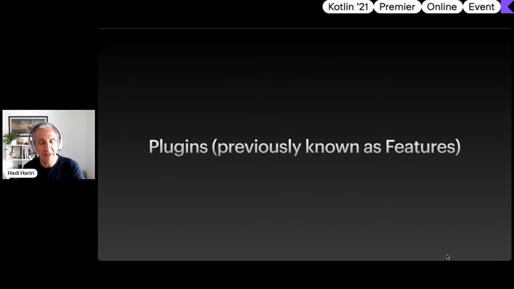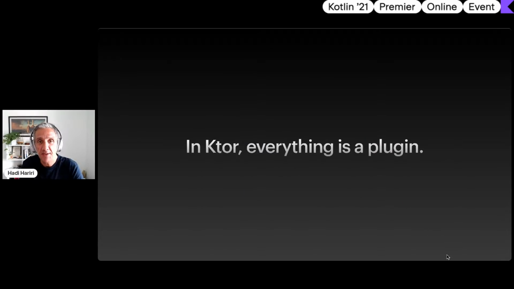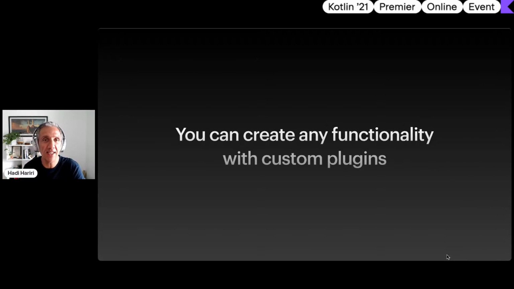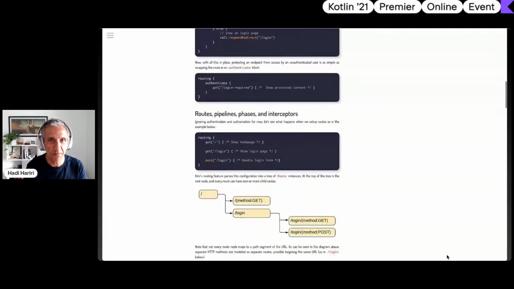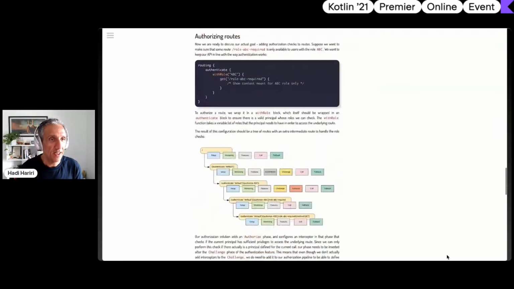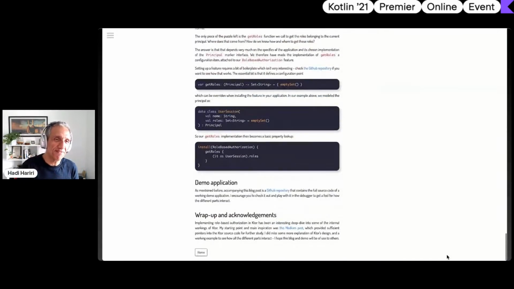So now these plugins, which are previously known as features, as I mentioned, in Ktor, everything is a plugin, right? Even routing, to a sense, is a plugin, although that's pretty much the only functionality that's bundled with the core. But everything else, whether you look at compression, whether you look at serialization, all of these are essentially plugins. And you can write and create any kind of functionality yourself with custom plugins. Now, that's good, that's great, right? And then you go ahead and say, okay, let me try and create this. And this is a nice blog post by a gentleman that had written everything that you need to understand to write a plugin for Ktor.